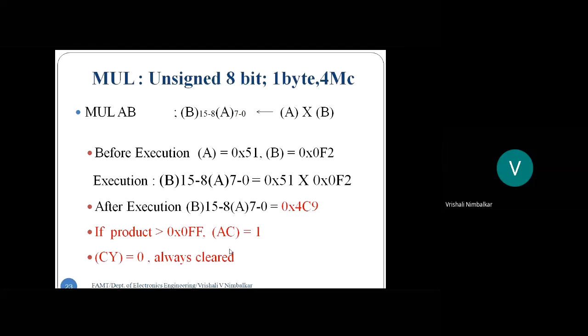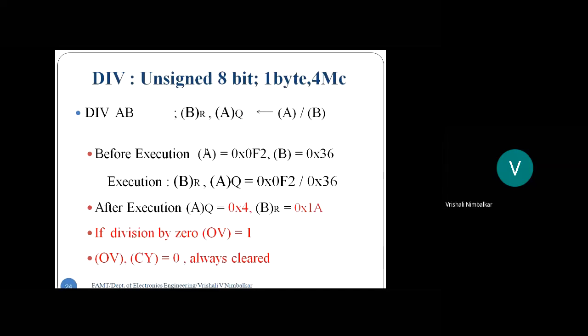Only two flags are affected, auxiliary carry and carry. Carry is always cleared, whereas auxiliary carry is 0 if your result is only 8-bit, and auxiliary carry is 1 if your result is greater than 8-bit. This is done so that the programmer can understand whether only the A register is to be read, or A as well as the B register is to be read. Division, A divided by B.